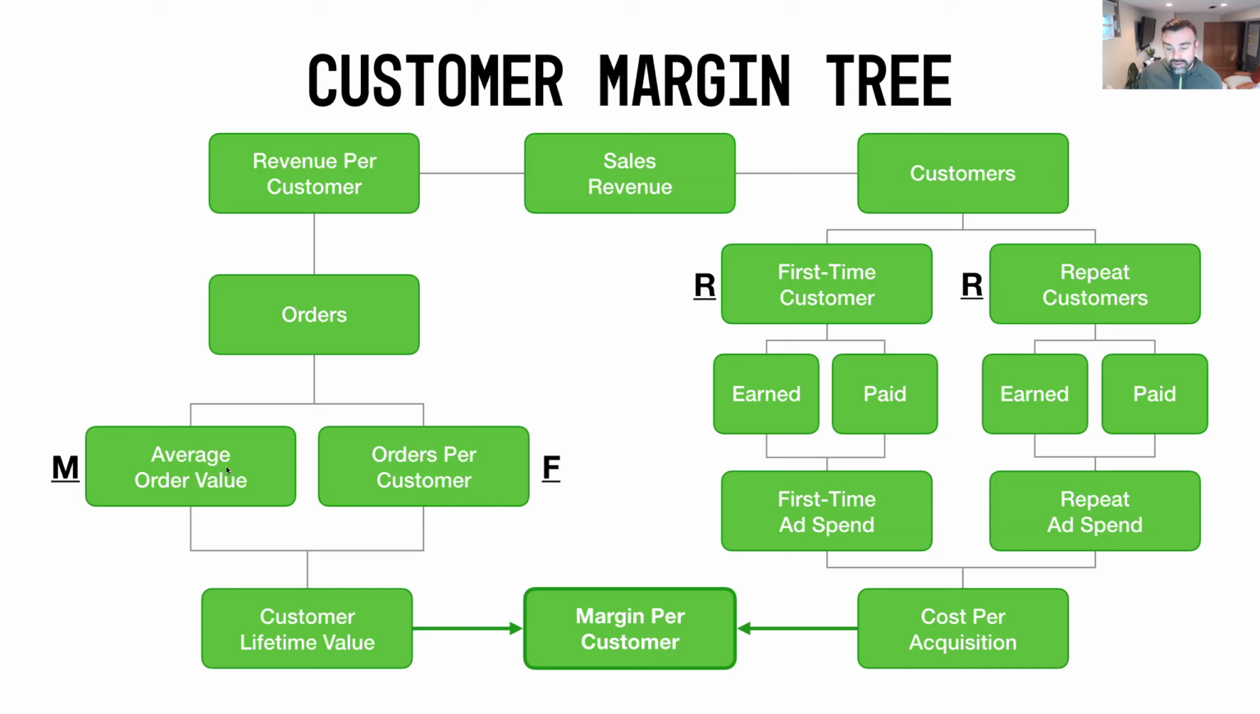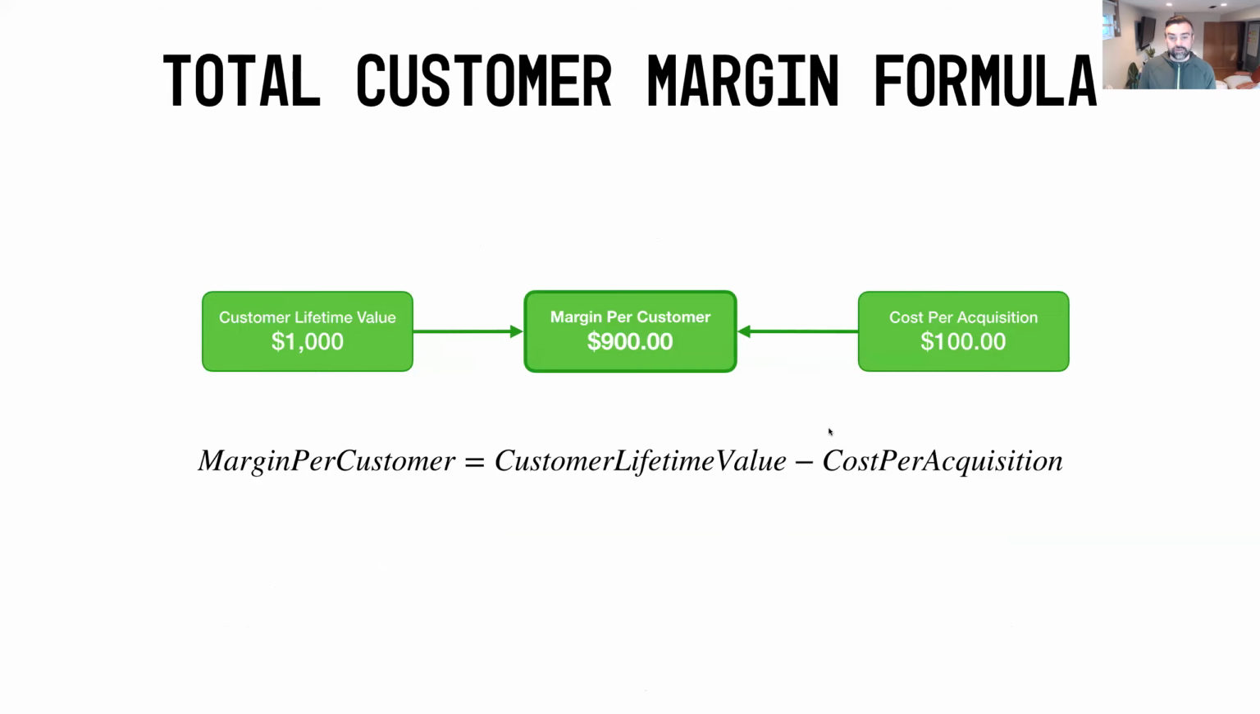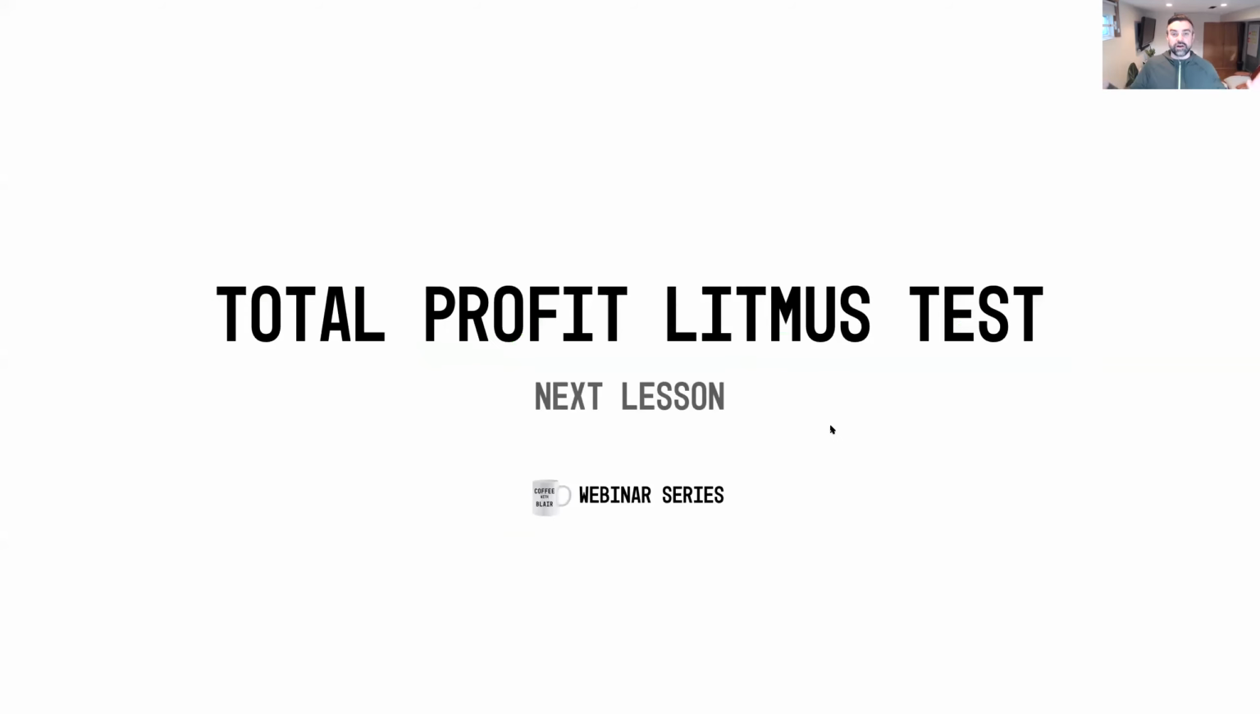So that is today's lesson, folks. Thanks for watching. It's a bit short and sweet today, but really what we're getting to is the end of the customer margin tree. And now we've got to the end of our profit litmus test. And so finally, we will be able to take all these pieces and sum it all together and take a look at what your total margin looks like for your business.